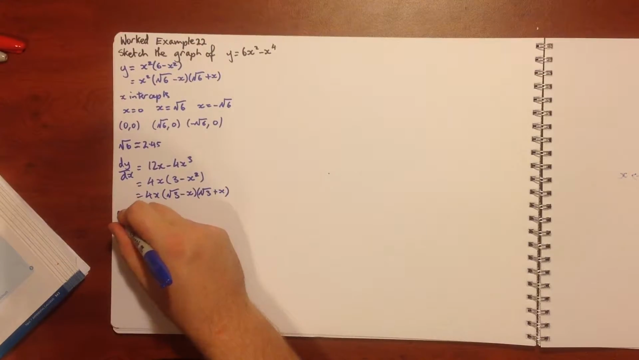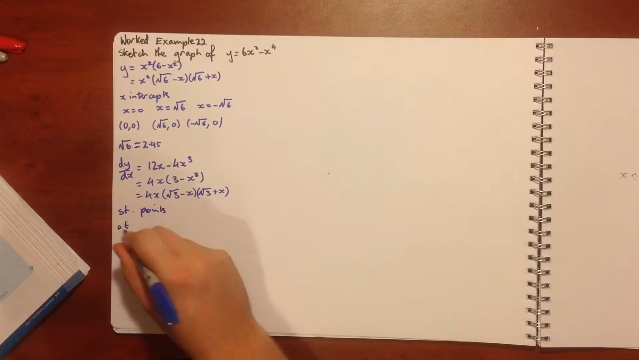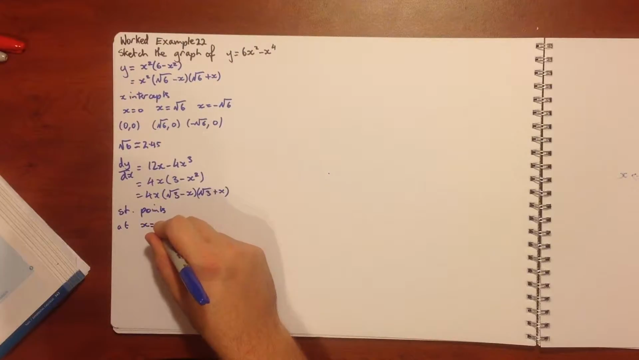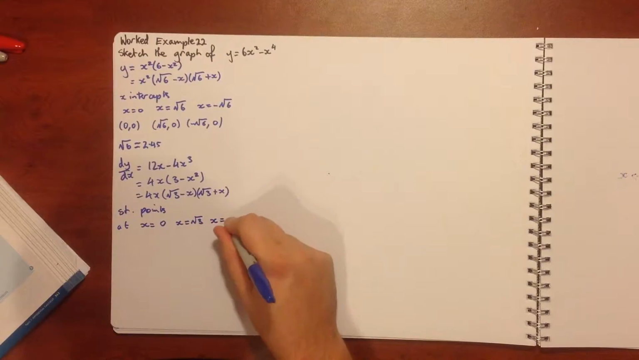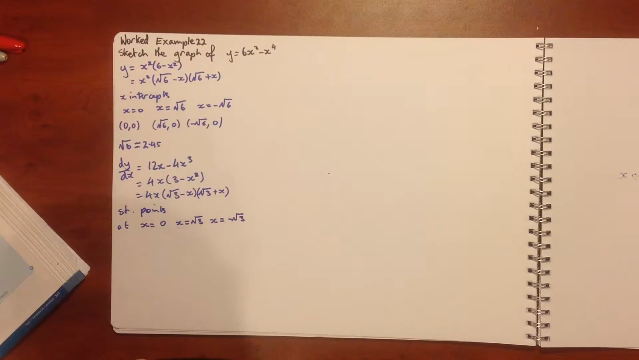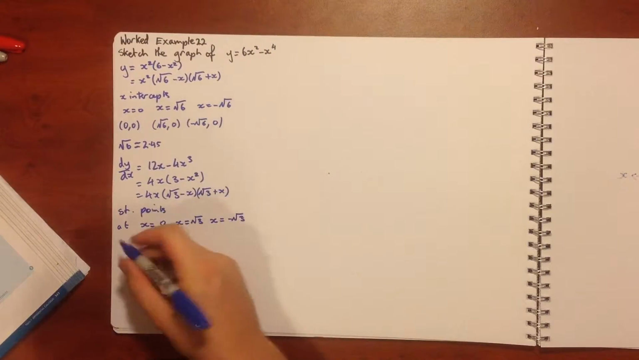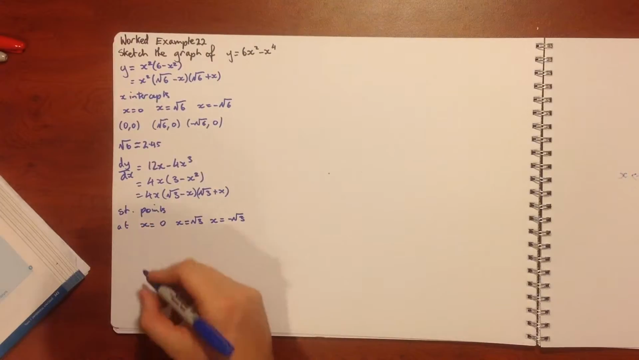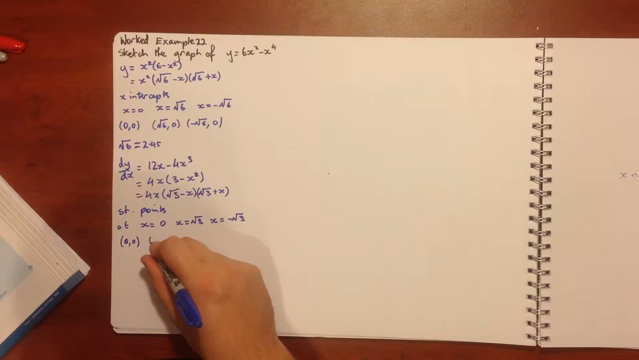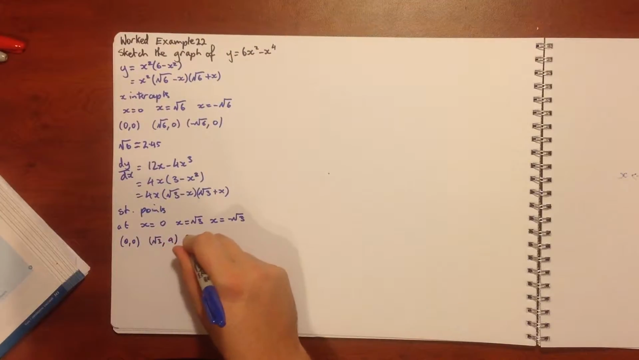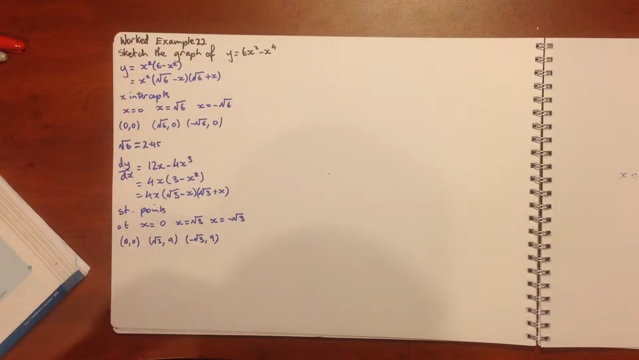That means we get stationary points at x equals 0, x equals √3, and x equals -√3. When we sub these points back into the original equation to get the y coordinates of our stationary points, we find that we have our stationary points at (0, 0), (√3, 9), and (-√3, 9). Okay, so we're getting there.